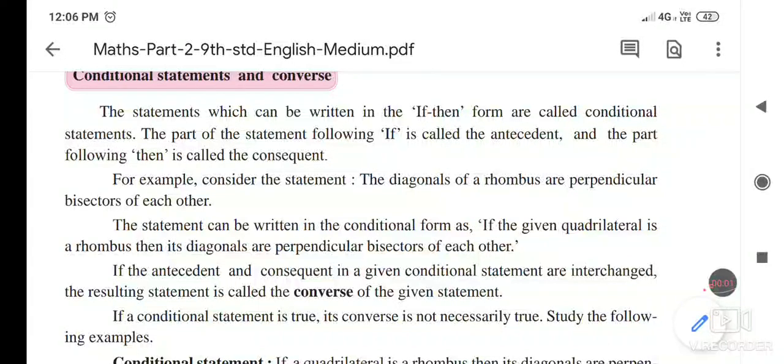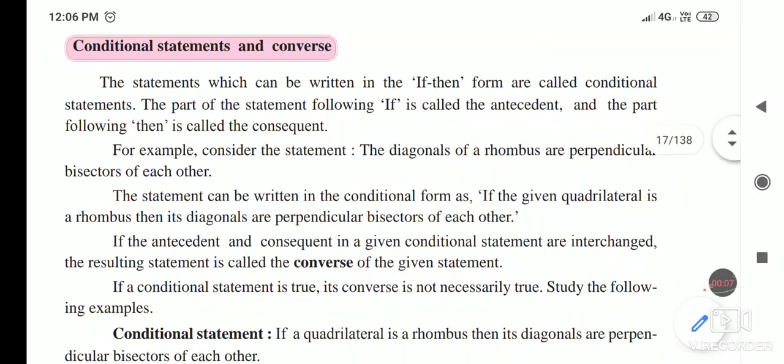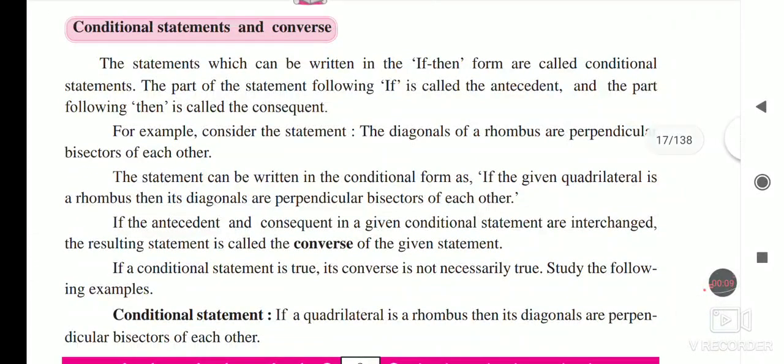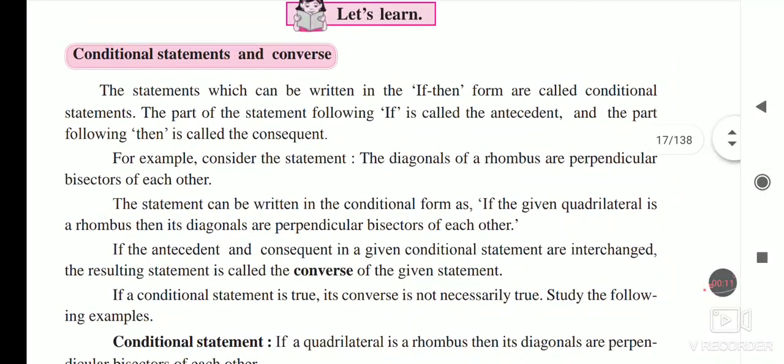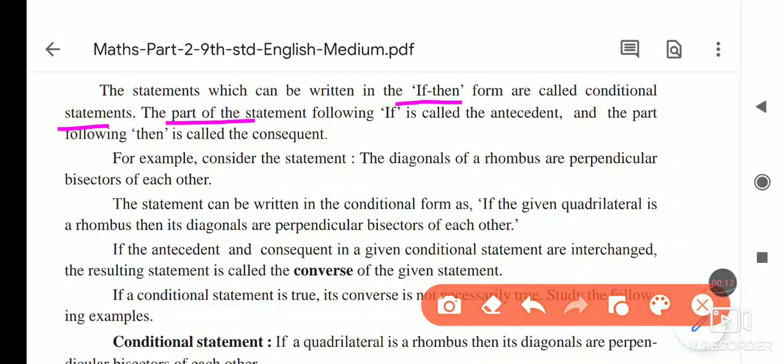Hello children, in continuation with the basic concepts in geometry, we will see conditional statements and their converse. A statement that can be written in the if-then form is called a conditional statement. The part of the statement following if is called the antecedent, and the part which follows then is called the consequent.